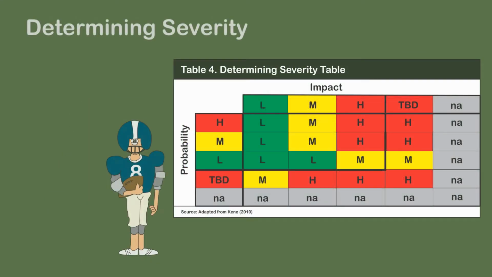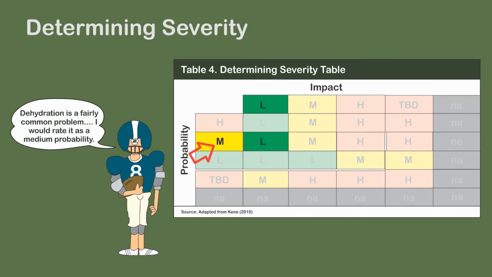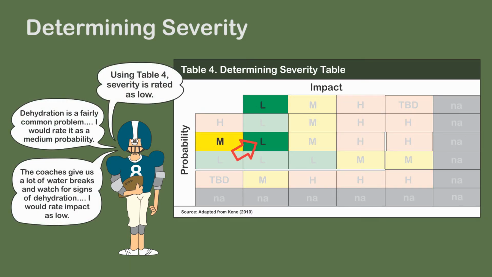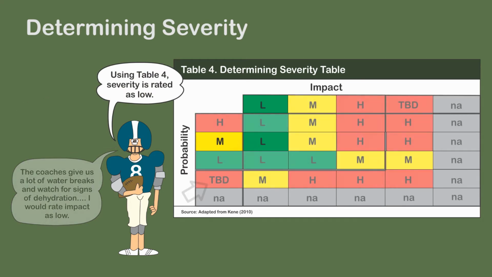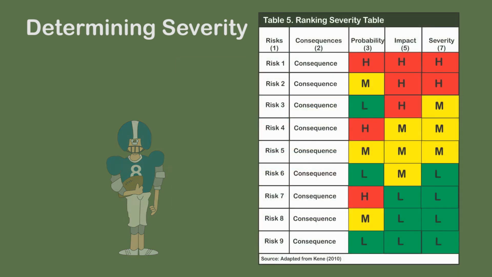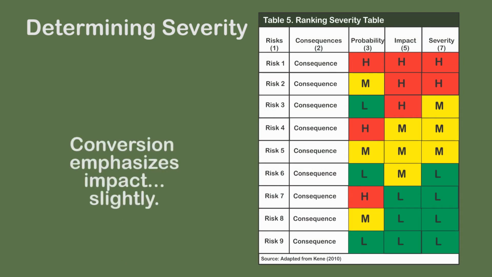Table 4 is used to combine probability and impact to determine severity. For example, a medium probability and a low impact results in low severity. Again, to be determined is rated as high severity until its probability and impact can be determined. Table 5 ranks possible severities.